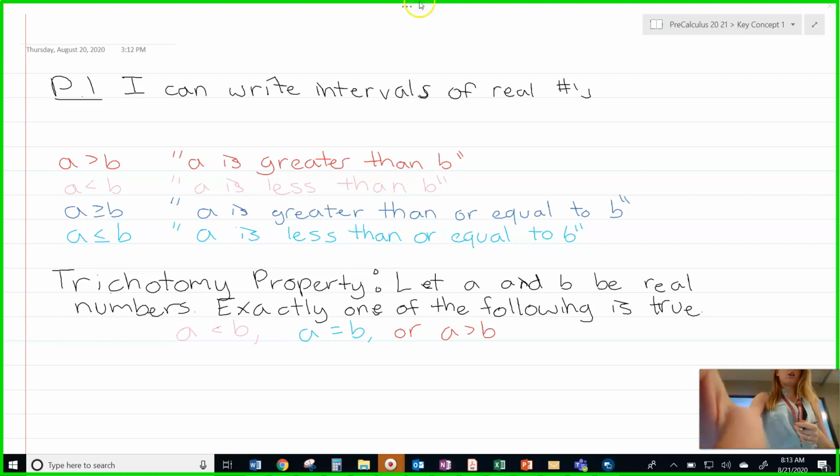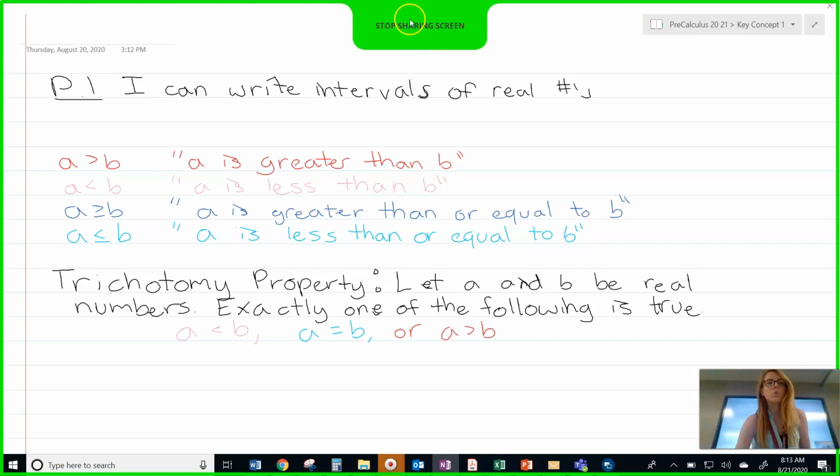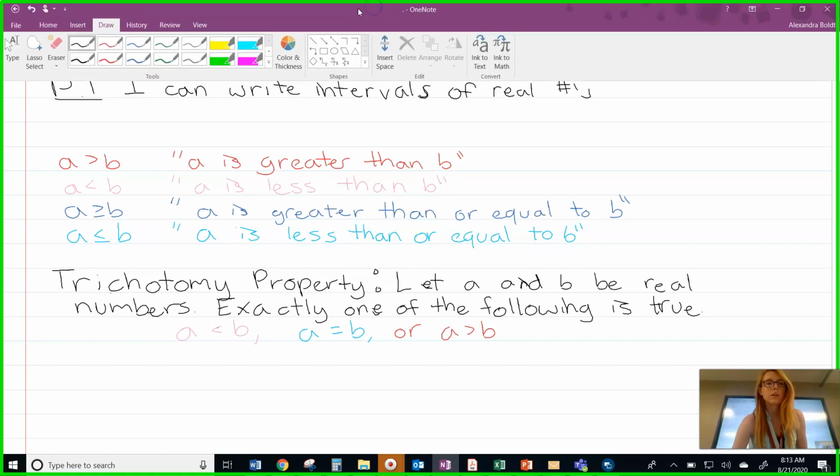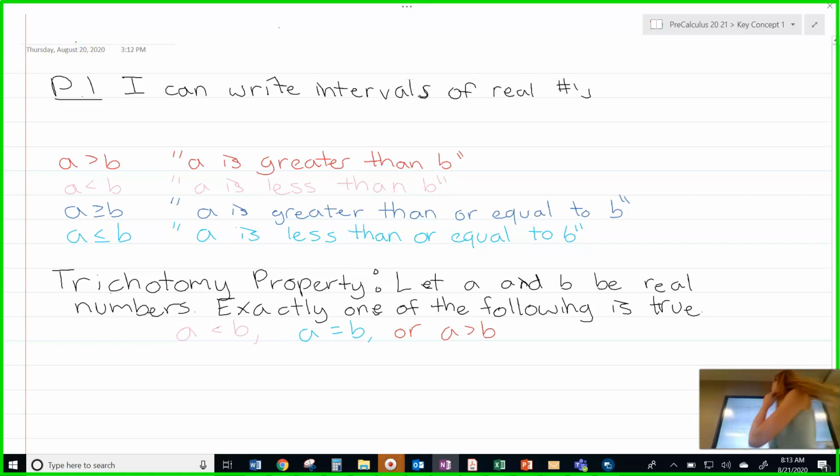Our next definition has to do with the notation we're going to learn next. So intervals.